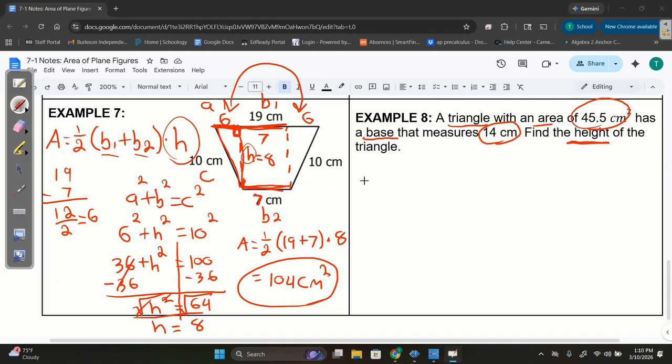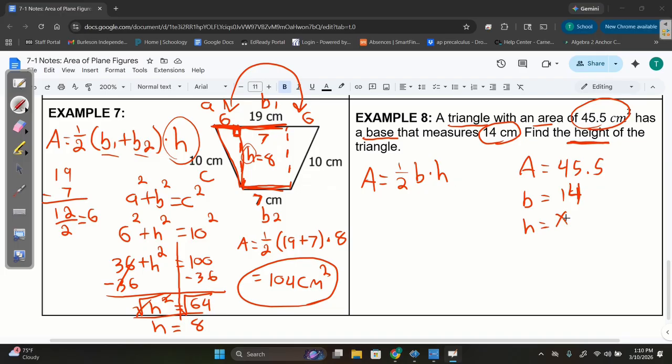Okay, well, I'm given the area of a triangle. So let's start with the area of a triangle. We have that formula up here on our page. The area of a triangle is 1/2 base times height. Looking at our problem, I want to pull out what information I actually have. The area is 45.5. I have the base is 14, but I don't have the height. So we're going to call it x.